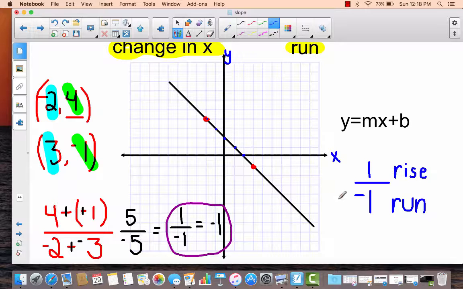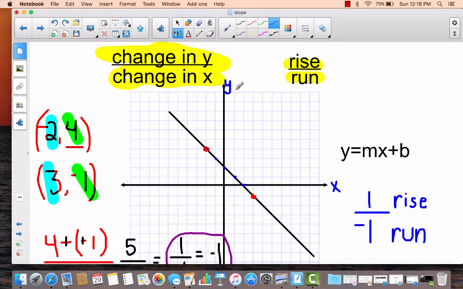So that is an explanation as to why our formula has this nickname. And we will work with this more in the next couple of days.